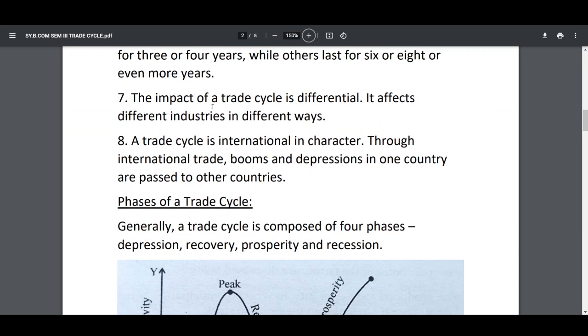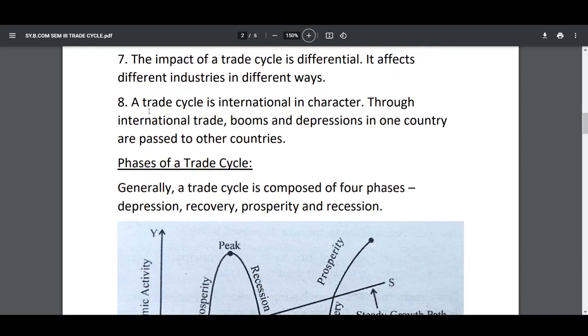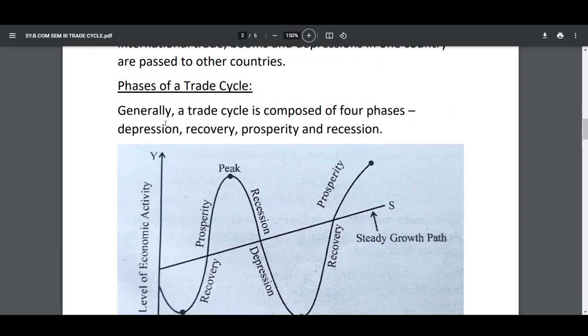Seventh, the impact of a trade cycle is differential. It affects different industries in different ways. Next, a trade cycle is international in character. Through international trade, booms and depressions in one country are passed to other countries. Booms means prosperity or expansion. Now, phases of a trade cycle.